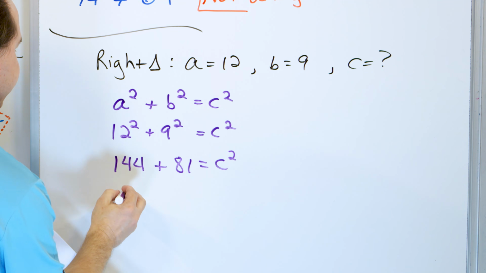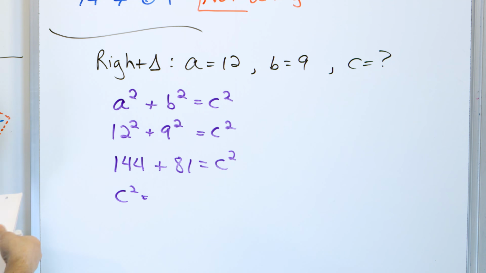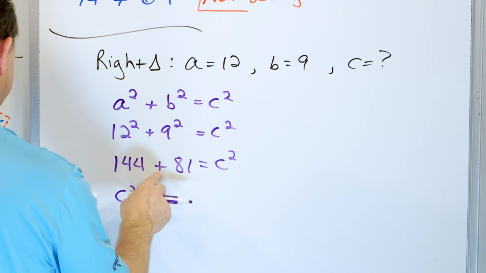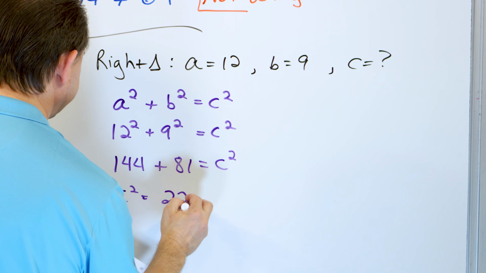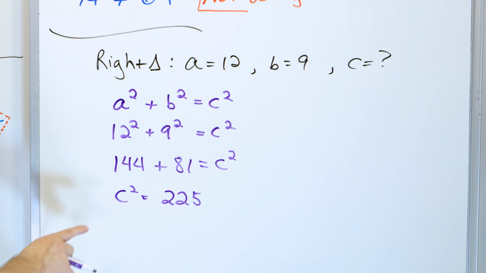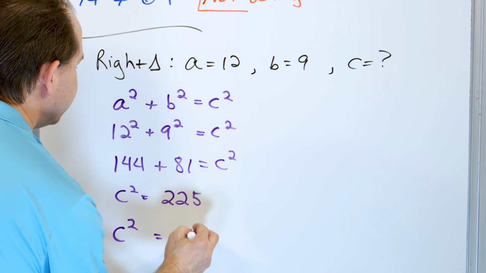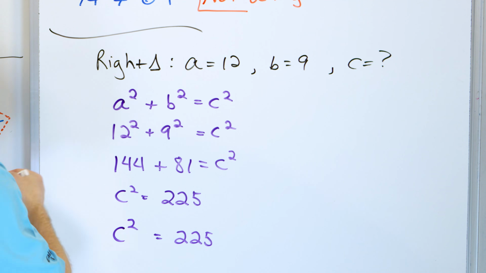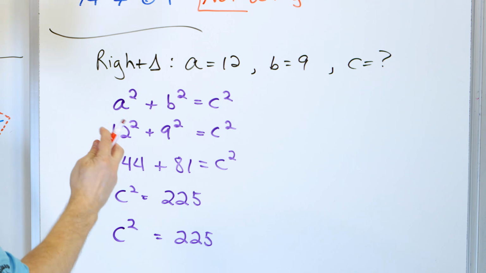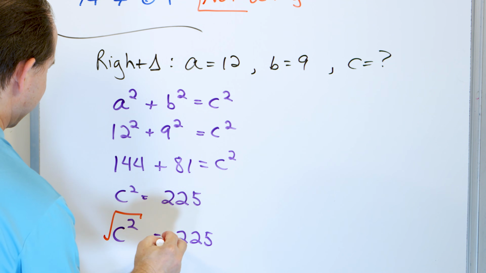So we'll flip it around and we'll say C squared is equal to the addition of this. So 144 plus 81 works out to be 225, and we want to get the variable by itself, right? So what we do is, since we have a square here, we do the opposite of that, which means we take the square root and we have to do it to both sides.